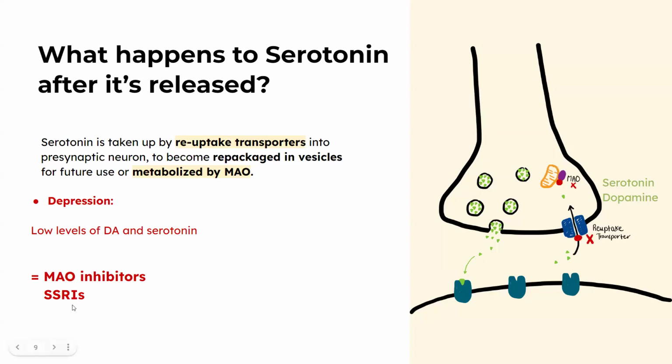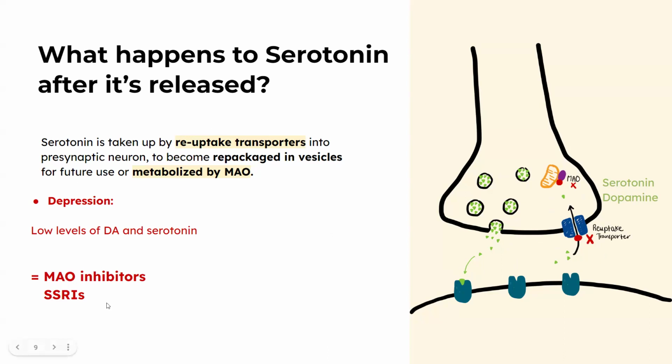Now for SSRIs, or selective serotonin reuptake inhibitors, what they do is block this reuptake transporter. So you will not be able to reabsorb the serotonin and take it back into the neuron. So it's going to stay here in the synapse. So there is more available serotonin here, so it's going to bind more and do the actions that it's supposed to do.